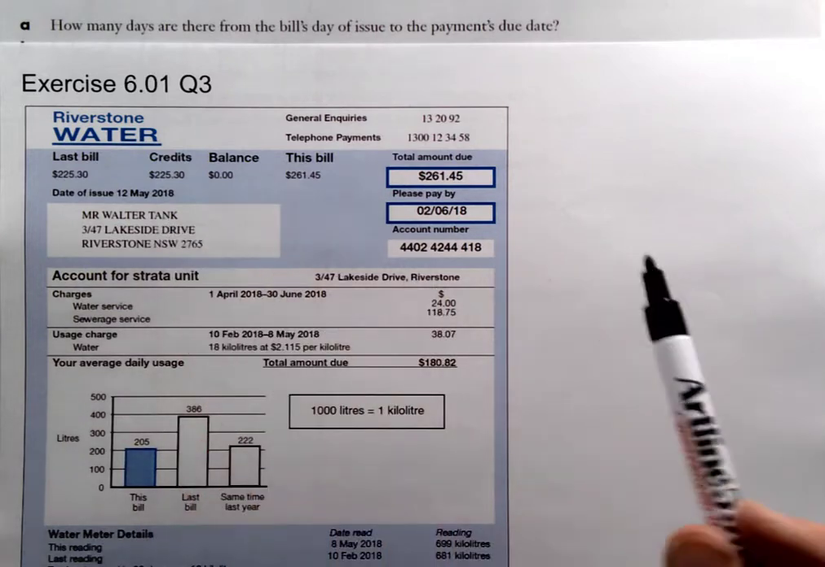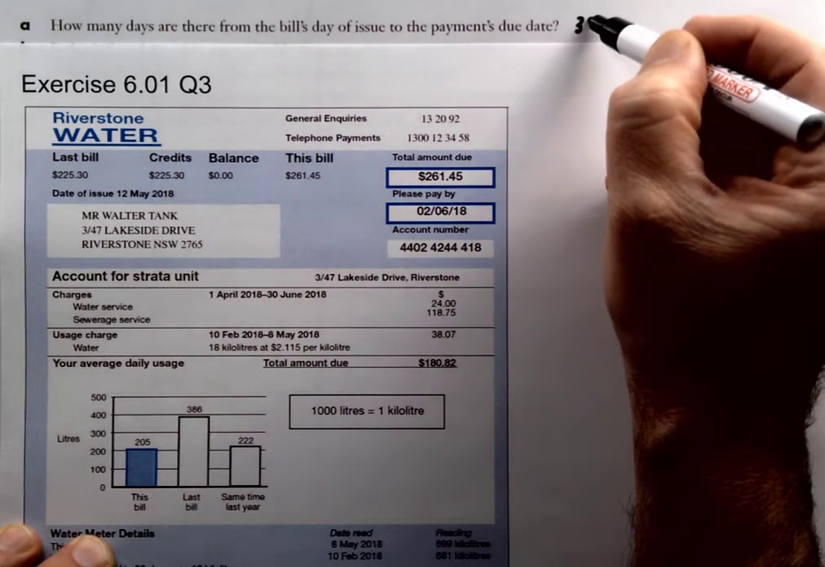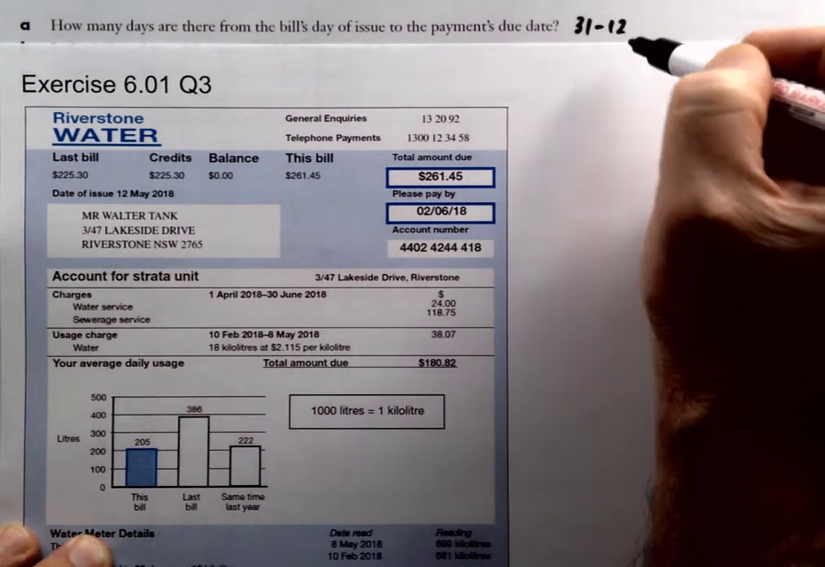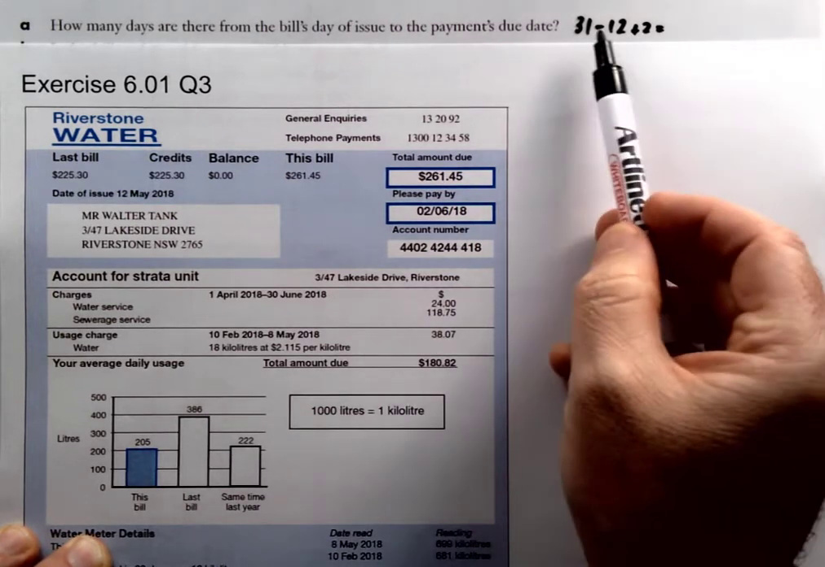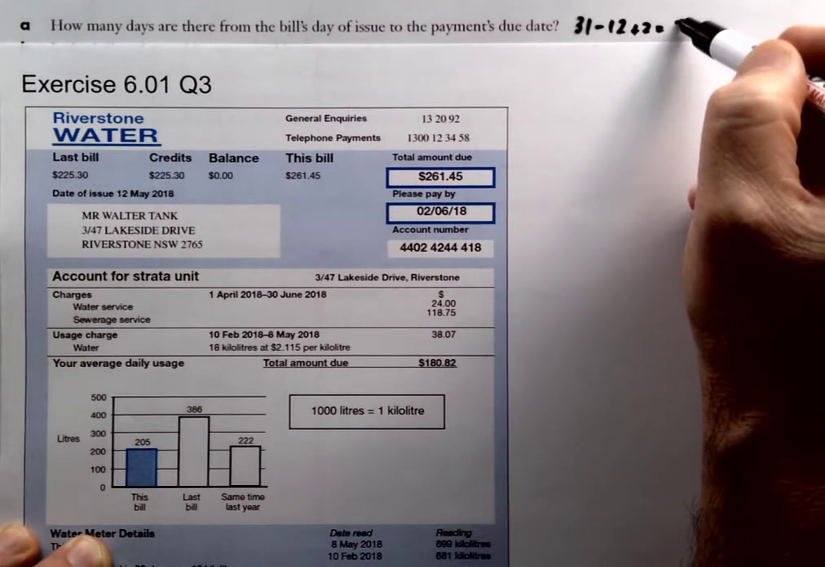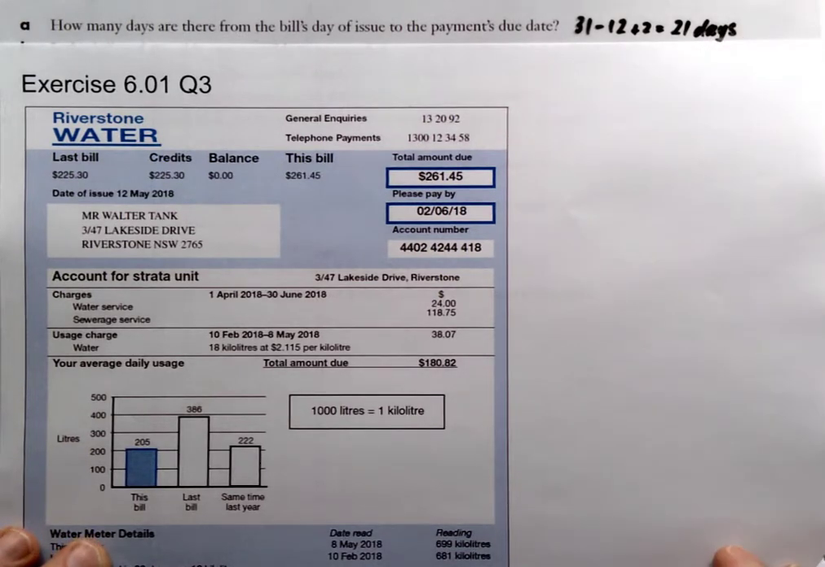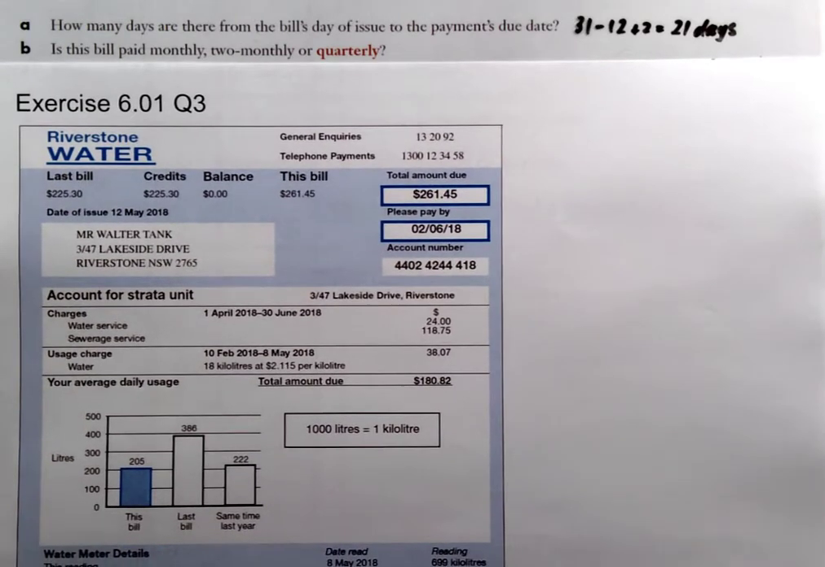So what we've got to do is work out how many days are left in May. There are 31 days in May. Take away the 12 days that have already been used up and add the extra 2 days you'll get in June to pay it. If you work that out, you'll get 21 days, or in other words, 3 weeks. So you've got that much time to make sure you've got enough money in your account.